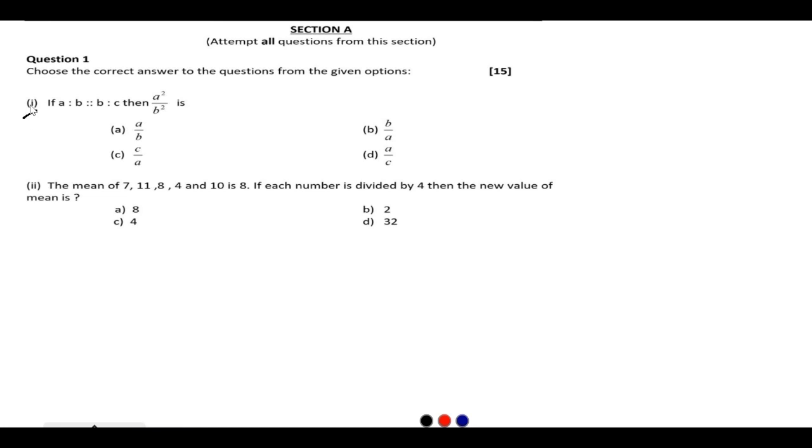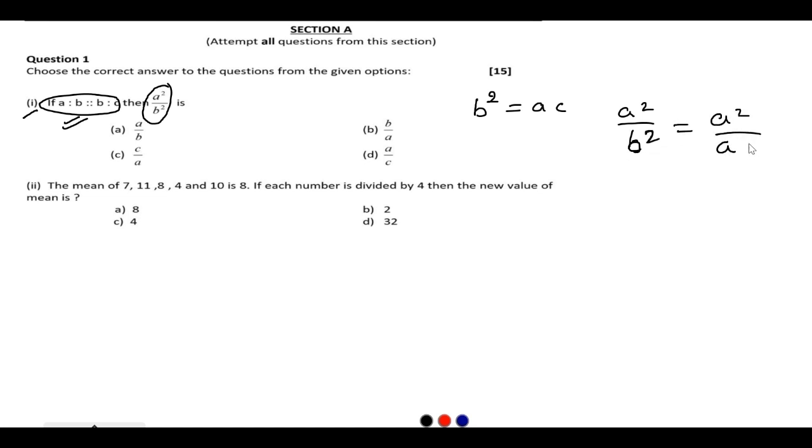Question number 1, part first. A condition is given and we have to find the value of a square upon b square. According to this condition, b square is equal to ac. Put the value of b square: a square upon b square is equal to a upon c. It means option D is the right option, but you have to mention your answer in the proper way. First part, D option is correct, and write the answer. This is the way to write your answer.